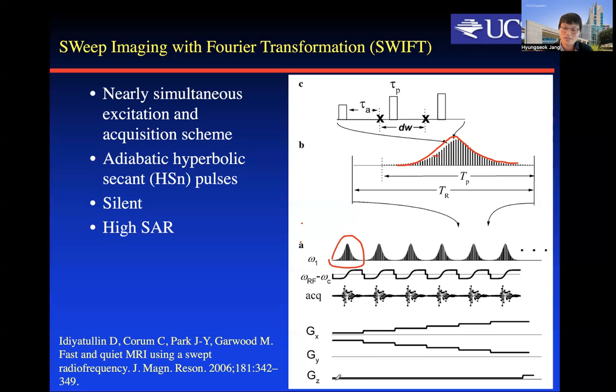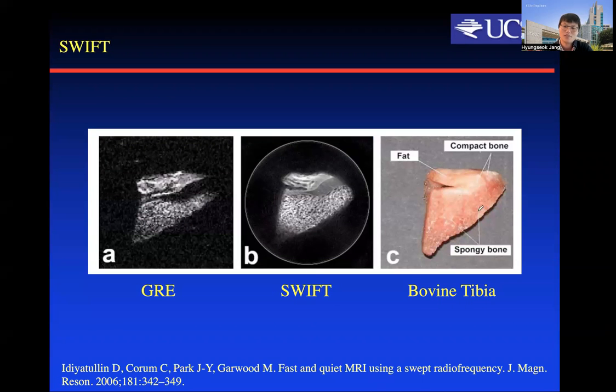Here the gradient remains the same, right? And then the frequency of this RF pulse is changed in this set. So yeah, I will not go into too much detail, but this one also has the advantage of silent imaging, but the SAR is quite high and then SNR is sometimes limited. So that's a disadvantage. And then in their result, you can see the bone area, right? Bone signal quite well.